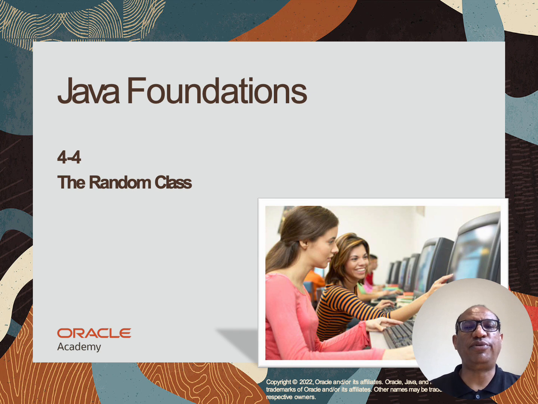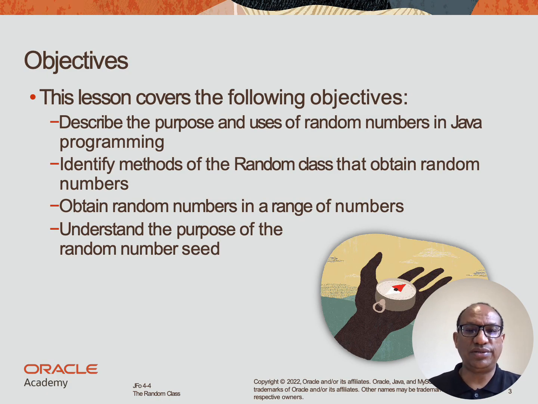Welcome to section 4.4, the Random class. In this lesson, we're diving into how Java handles randomness, which might sound chaotic, but it's actually super useful when you want to make your programs dynamic, game-like, or just unpredictable in a smart way. Here's what you'll learn: why random variables matter in programming, how to generate them using the Random class, how to generate numbers within a specific range, and what a seed is and why you might want your randomness to be reproducible.